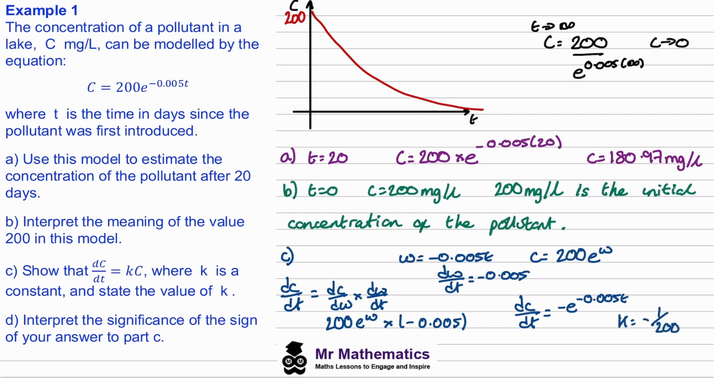And then for part D, interpret the significance of the sign of your answer. So this is negative, and this tells us that the function is decreasing, which we can see from the graph. Okay, let's try one more question.